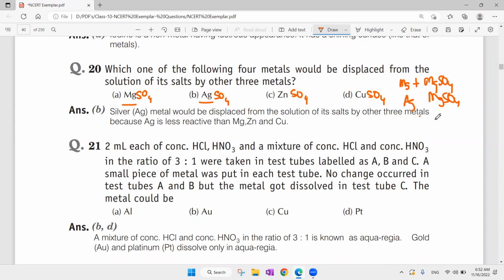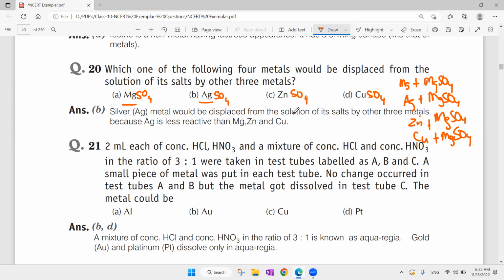Now you take magnesium sulfate and add the third metal, zinc. Now we take magnesium sulfate and add the fourth metal, copper. So add these metals for one salt. You see which will be displaced. Now they're asking which one of the following 4 metals would be displaced from the solutions of its salt by the other 3. So one metal can displace in all these 3.